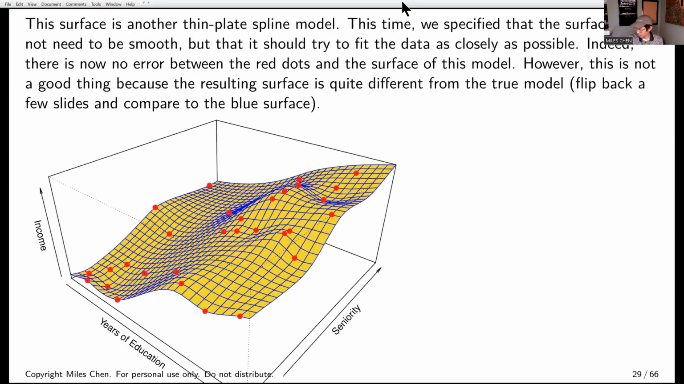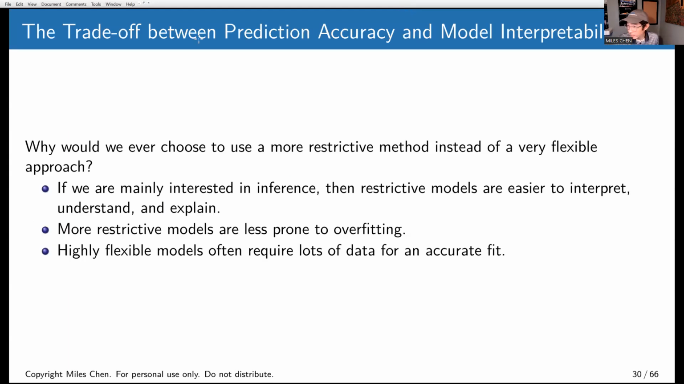So yes, this would be considered overfitting over here. All right. So to sum it up, what should we do? How do we balance between our desire to make accurate predictions and also have a model that we can interpret, right?